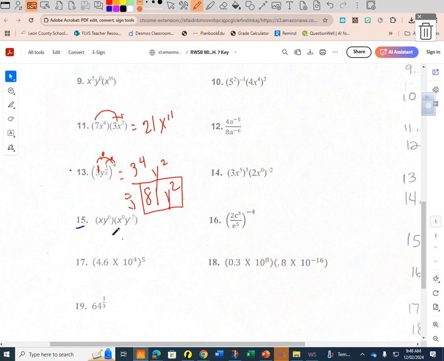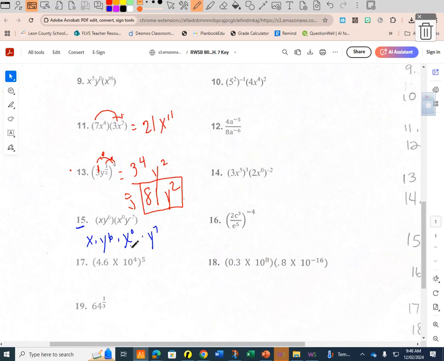15. Remember, in these parentheses, nothing's being raised to a power. So this is the same as x times y to the 6th times x to the 0 times y to the 7th, right? You do not have to rewrite it like that, but that's the same thing. Sometimes that helps you get your mind right.